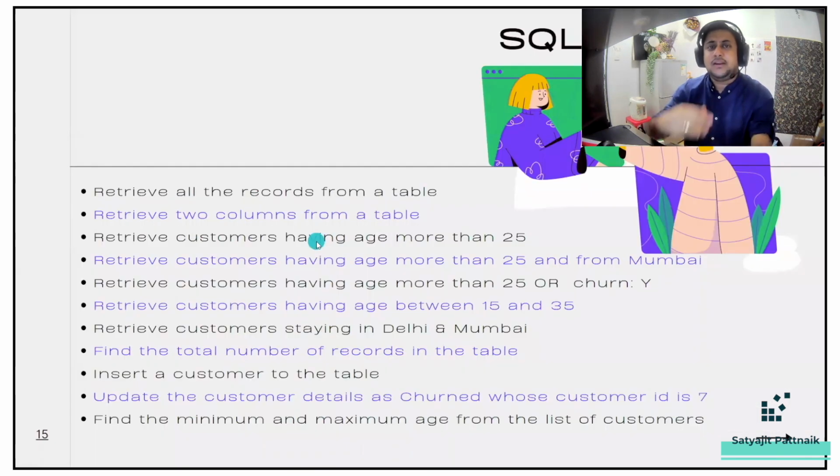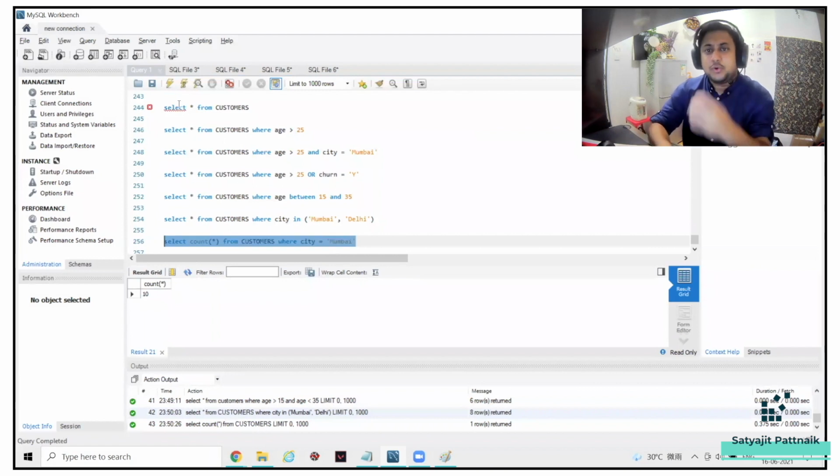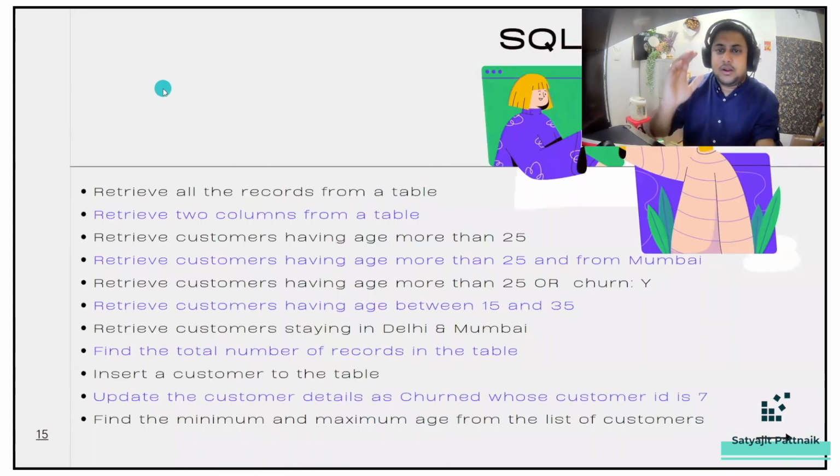Now, if you want to find the total number of customers who are staying in Mumbai, where city equals Mumbai. See, these are very basic questions, and if you don't answer these questions, the interviewer will not move on to the advanced topics. You have to understand each one of them, try, and then you are free to go towards the advanced topics.